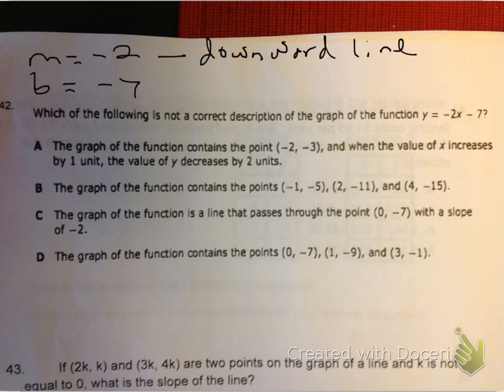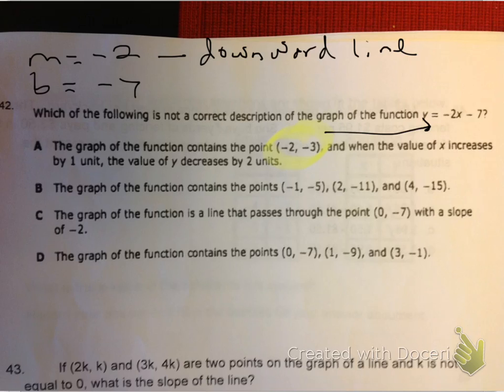Okay. All right. So A, the graph of the function contains the point negative 2, negative 3, and when the value of x increases by 1 unit, the value of y decreases by 2 units. Okay, now, this is a little more tricky. What you want to do here is almost like a guess and check. You want to take these values it gives you and plug them into this equation.